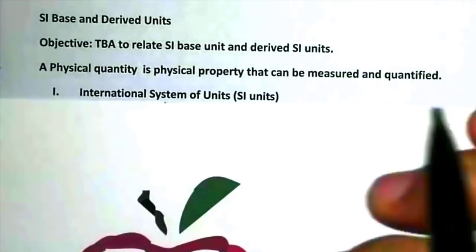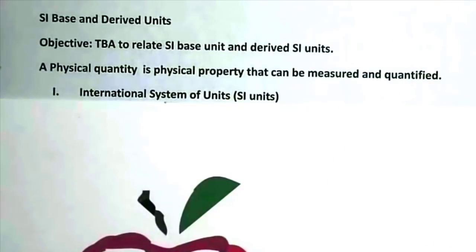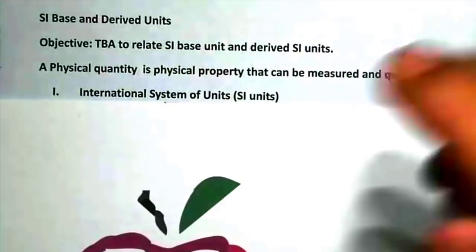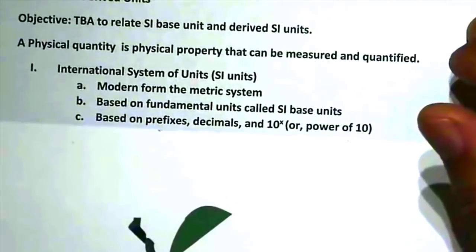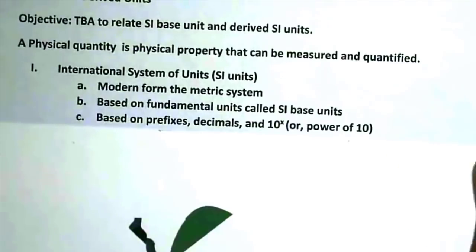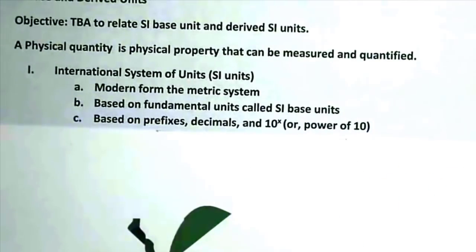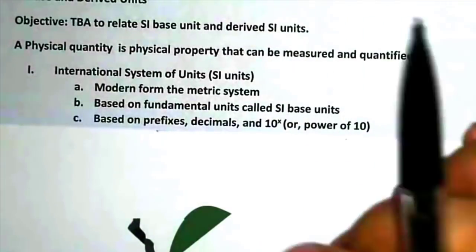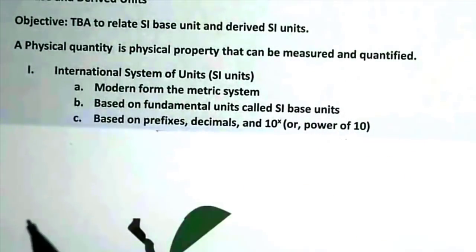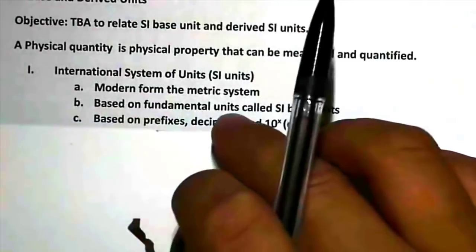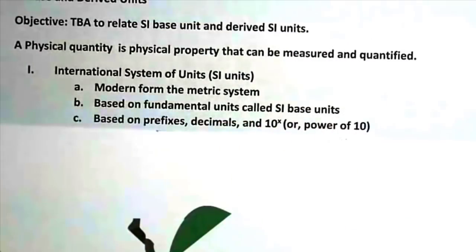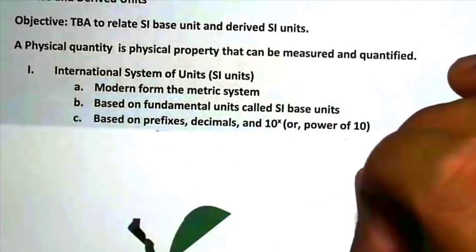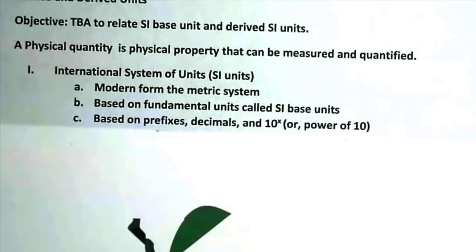our scientists use today. Today, we use something called the International System of Units, or basically the SI unit. Here are some characteristics of the SI. The SI unit is basically the modern form of the metric system. One beautiful thing about the SI system is that it is based on fundamental units called SI base units, and we only have 7 or 8 SI base units.